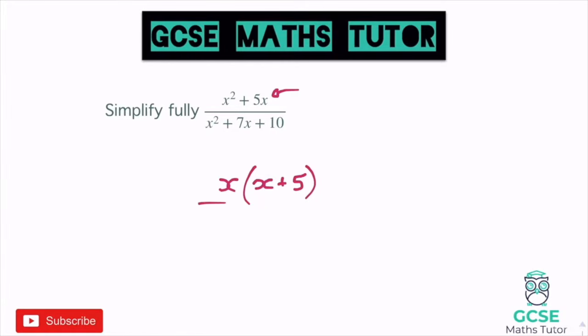If we do the same on the bottom, we've got a quadratic on the bottom, so you need to know how to factorise quadratics here. But we've got 1 and 10 or 2 and 5 as our options to go in our double bracket. And in order to make 7 there in the middle, we want plus 2 and plus 5.